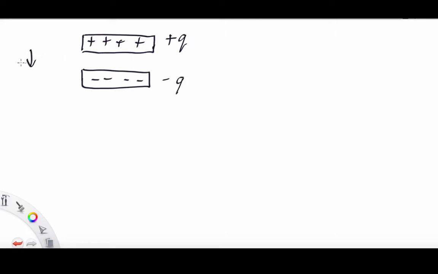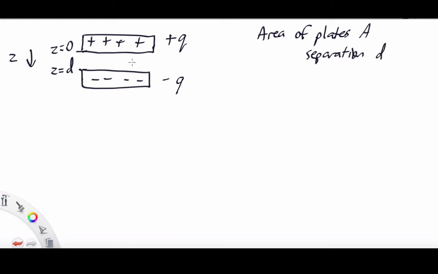Now we'll look in the Z direction, we'll call it. We will start at the top plate at Z is 0, and the bottom plate we will call Z equals D. So we'll call the area of the plates A, and the separation is D. And in between here we have a uniform electric field.